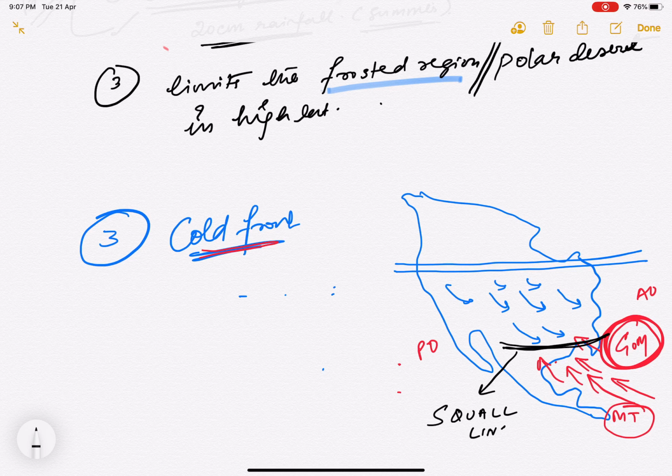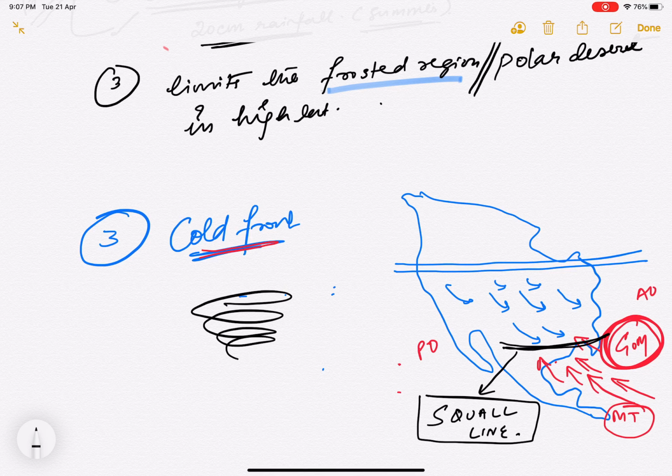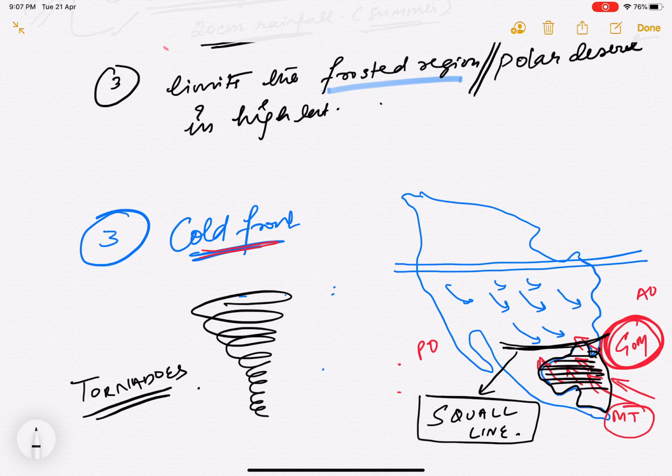A squall line. A squall line is nothing but a region of instability, and this squall line results in the development of tornadoes. Where? In the Gulf of Mexico region. The Gulf of Mexico region therefore is classified as one of the tornado regions, and the reason is the convergence of the maritime tropical air mass with the continental polar air mass. And where does the continental polar air mass come from? Obviously from the polar region.